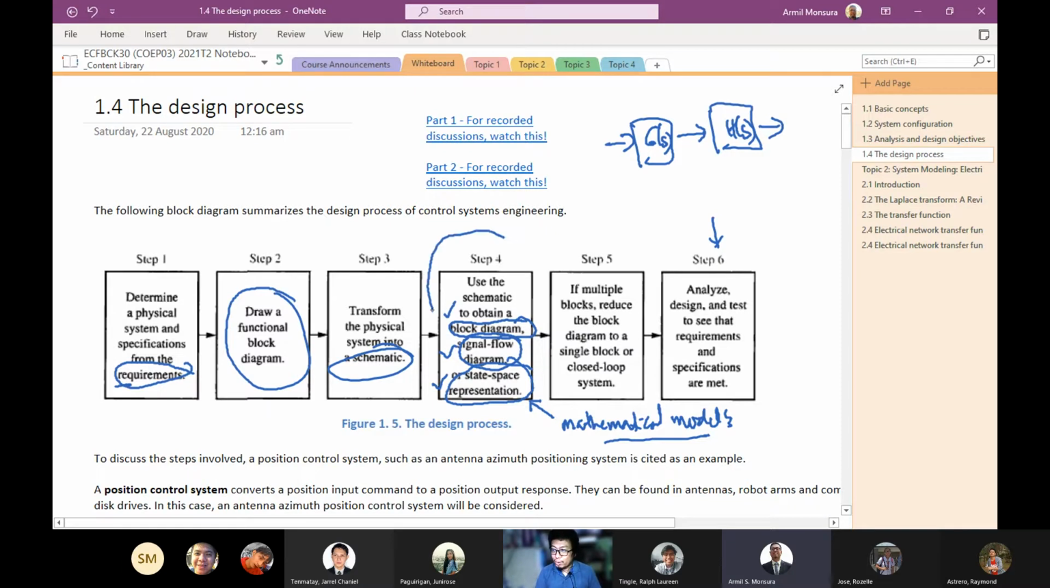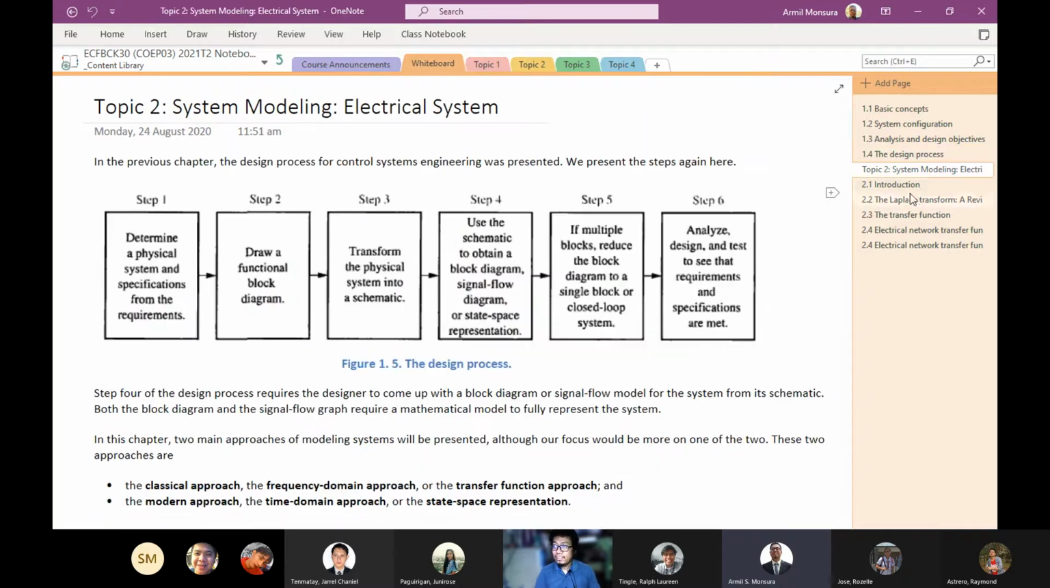So step 4 actually is one of the critical parts of our course kasi ito na yung part that we translate this schematic into a mathematical model. And this is actually covered in this topic. So dito sa topic 2, we would cover how we would be able to come up with a mathematical model for your system. Number 1, we will discuss what are the approaches available for us to obtain mathematical models of systems. And we would be discussing 2 approaches.